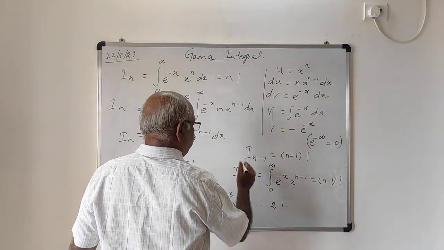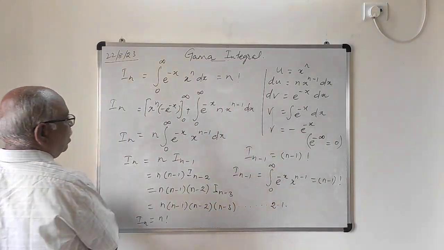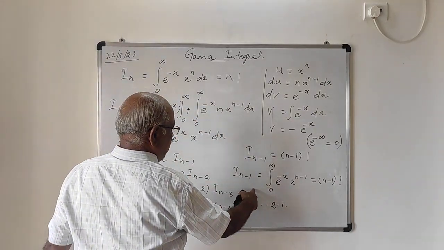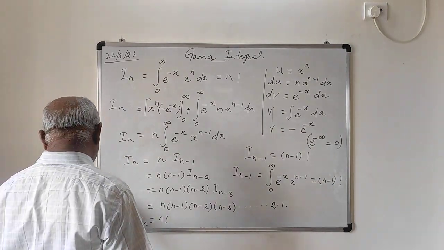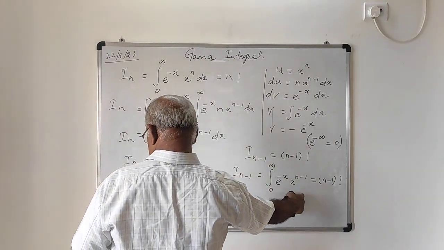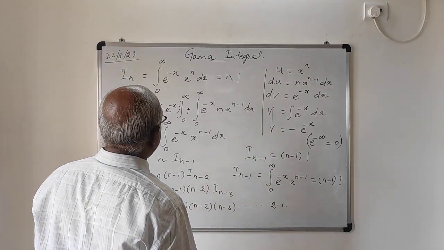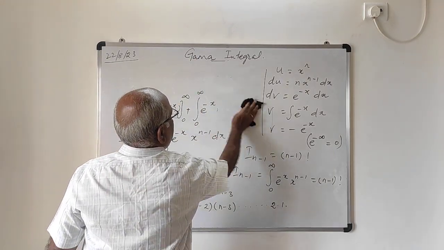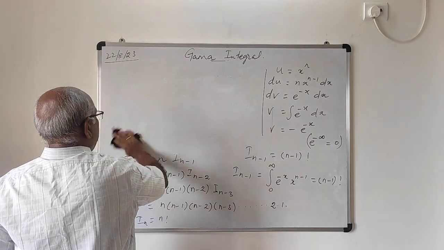This integration is specifically called the Gamma integral. From this expression, I conclude that the integral of e power minus x into x power n minus 1 is called the Gamma integral.